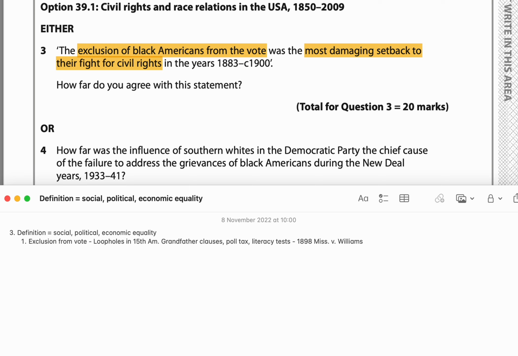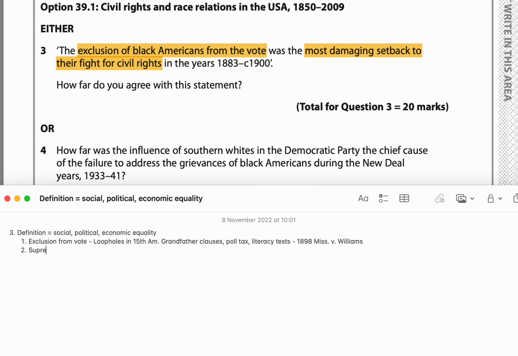Now, in terms of an argument here, I've jumped ahead and done that first paragraph, but when planning it, you'd probably think, what's my argument going to be before I get going? So I would argue for this one that Supreme Court decisions were the most damaging setback to the fight for civil rights for Black Americans. The exclusion from voting was obviously hugely significant, but it mainly affected political rights. You could argue it affected other rights too, absolutely, but just for the sake of argument, I would say it's Supreme Court decisions because they affected all types of rights, as we will see in just a second when I talk about that paragraph. So let's go with that as an argument.